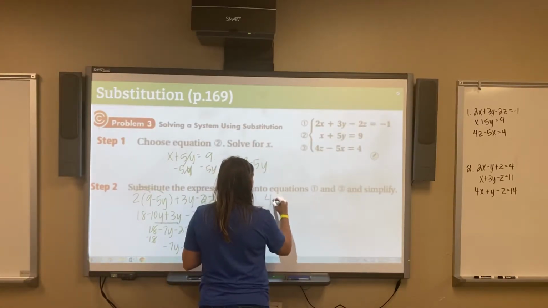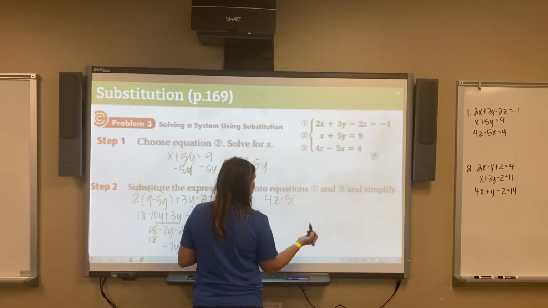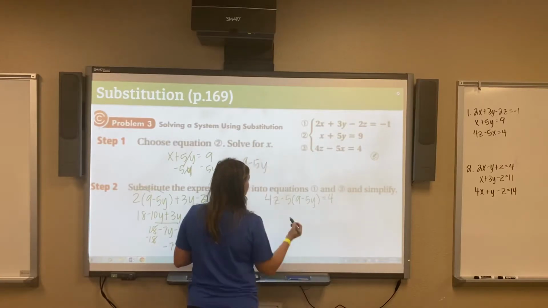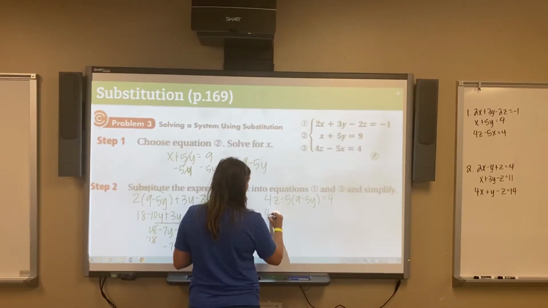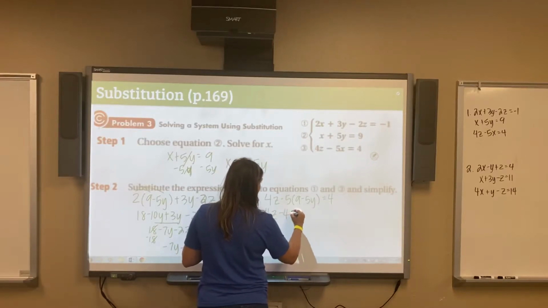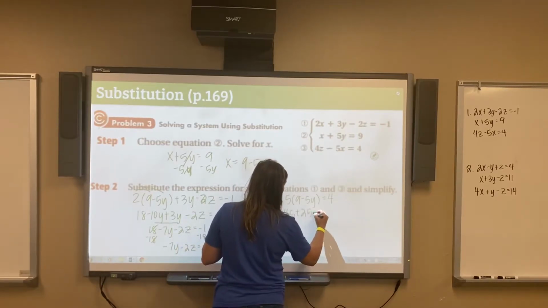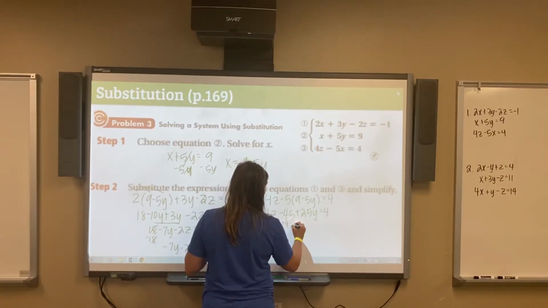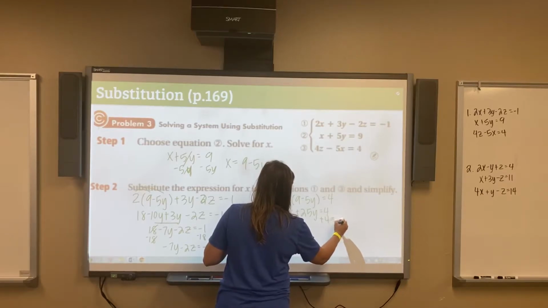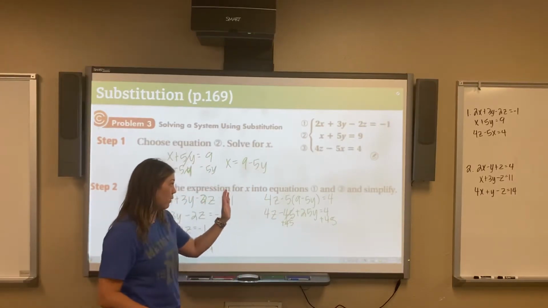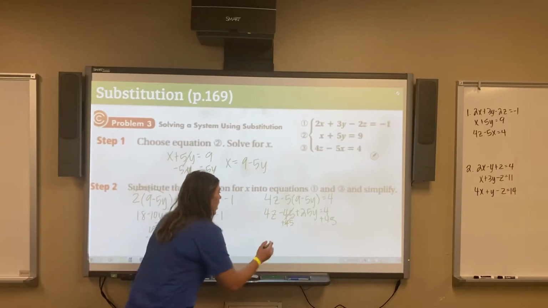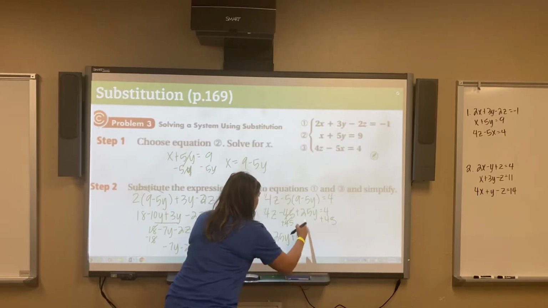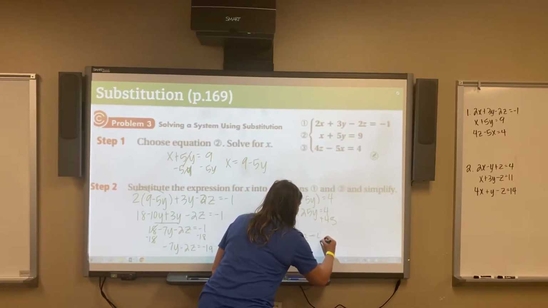So we have 4z minus 5 times 9 minus 5y is equal to 4. Okay, distribute, we get 4z minus 45 plus 25y is equal to 4. The only thing that we can do here is add 45 to both sides. I'm also going to flip it to say y, z, like alphabetical order. So we have 25y plus 4z. All I did was flip those and add 45 to make 49.